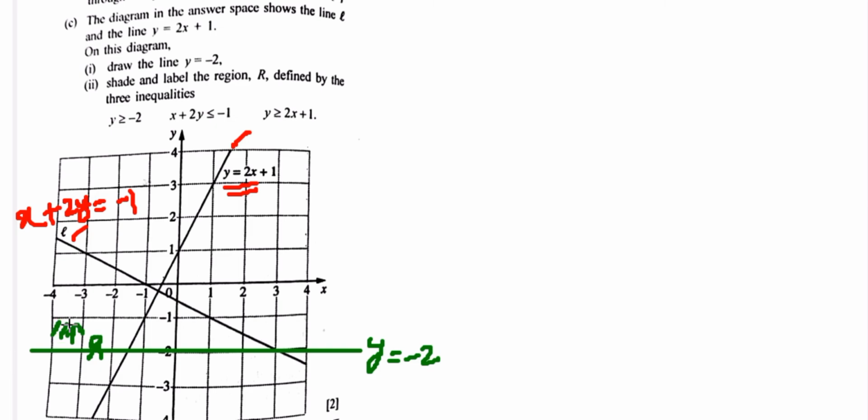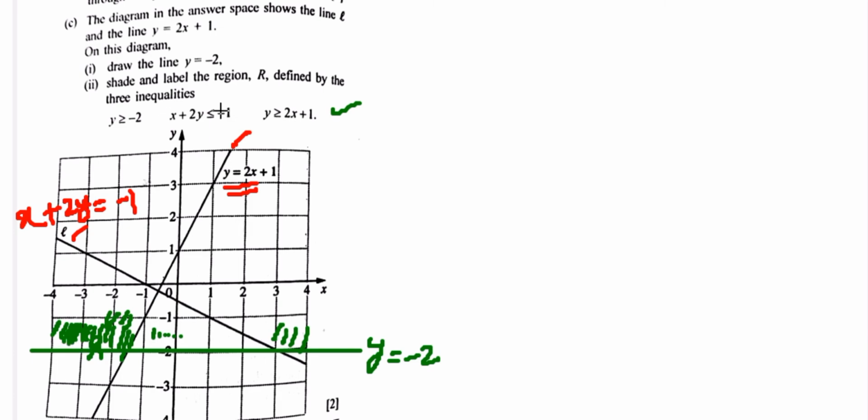This area above also includes this line, but I am shading here only the area that is common to all of these inequalities. Otherwise this area also shows y greater than or equal to minus 2. So I am shading here the common area.